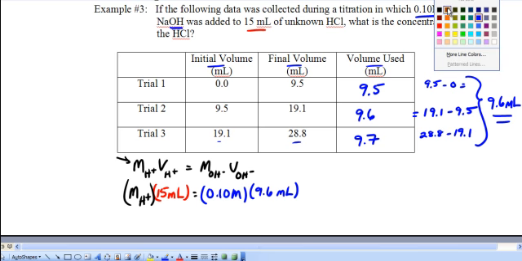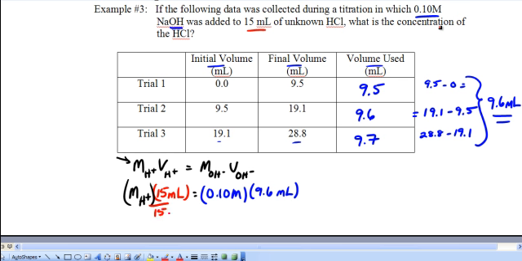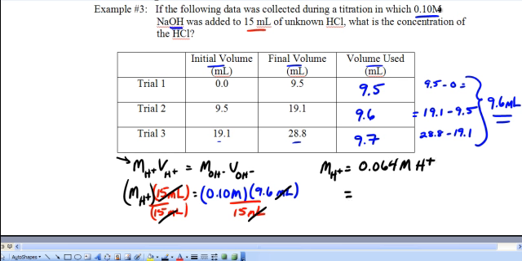All right, so now all we need to do is divide both sides by the 15 milliliters. Of course, the milliliter unit divides out. These terms divide out completely. And when you take your 0.1 times 9.6 divided by 15, MH+ is going to equal 0.064 molar hydrogen, and because there's one hydrogen for every one HCl, that's going to be the same, 0.064 molar HCl.